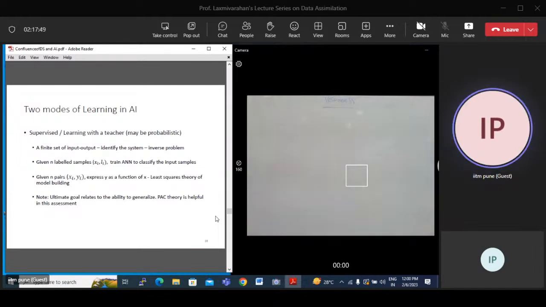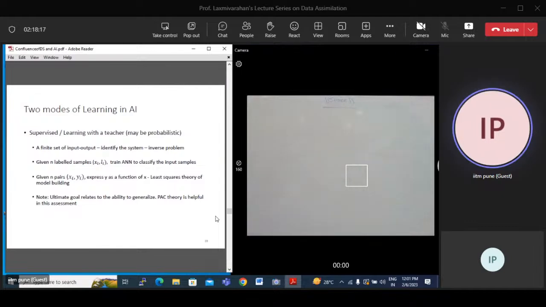Sometimes the teacher himself may be probabilistic. I'm not sure. I know pretty much this, right? So what is the idea here? Given a finite set of input output, identify the system. That's an inverse problem. I told you the features and the label, how they force the machine to learn the labels. Given L label samples XiLi, train an artificial neural network to classify the input samples.